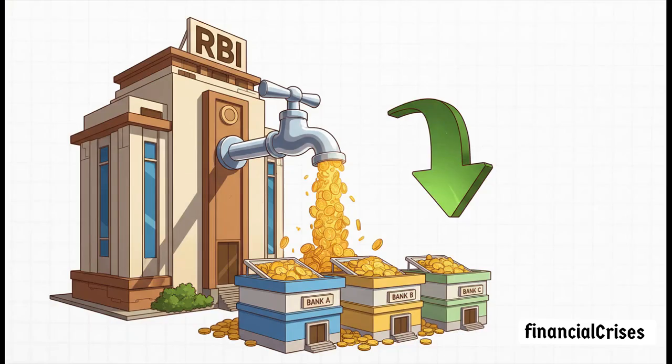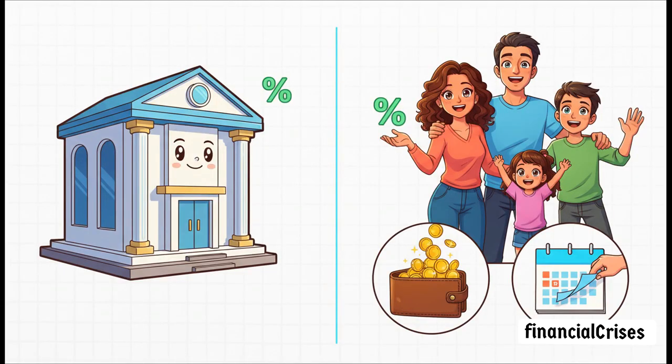So in this scenario, the RBI cuts the repo rate. And just like that, borrowing suddenly becomes a whole lot cheaper for the commercial banks. You see, their main cost, the cost of getting funds, has just gone down. And you guessed it, they pass that benefit right along to you.